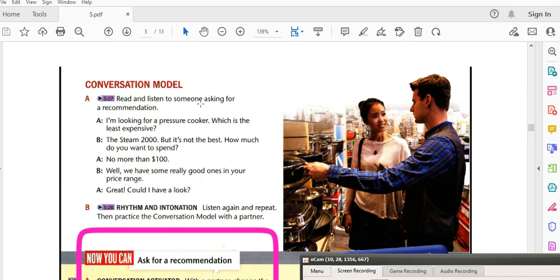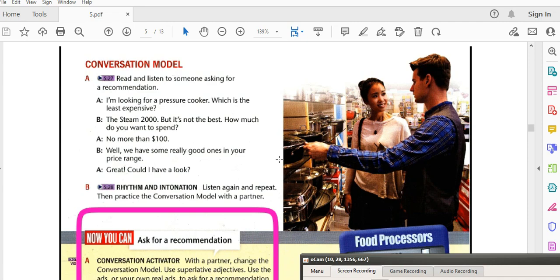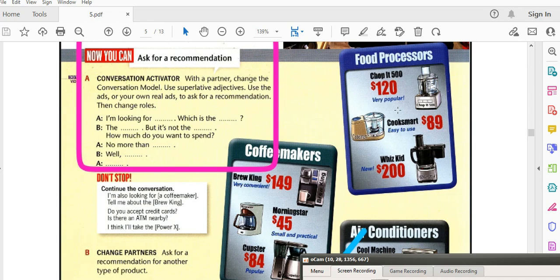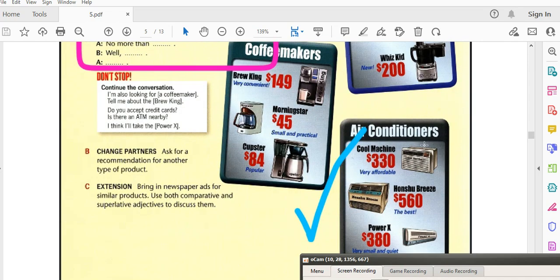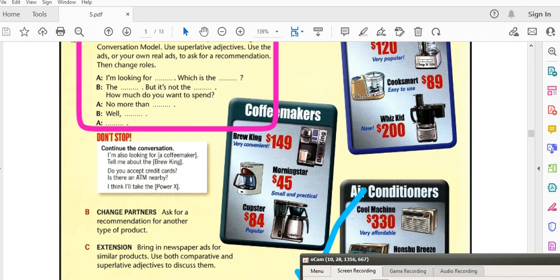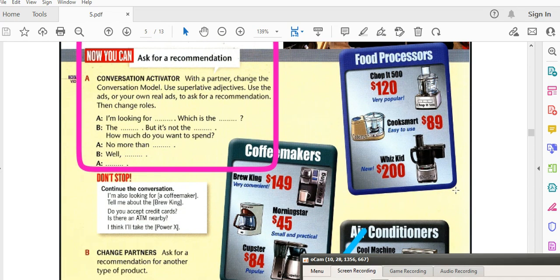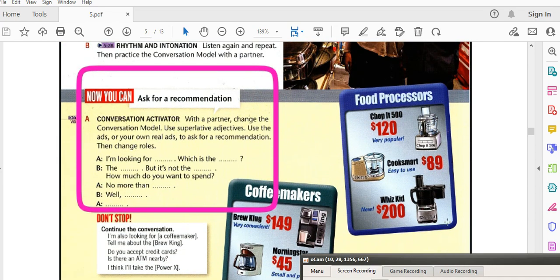Okay, pressure cooker. Okay, read this part. Record your voice and send it. Ask for recommendation. You see, there are some options in each part. There are 3 parts. For example, I select this one. You're going to compare the price and the convenience.